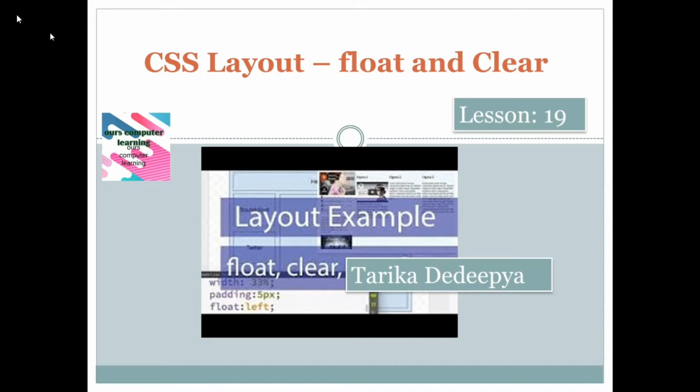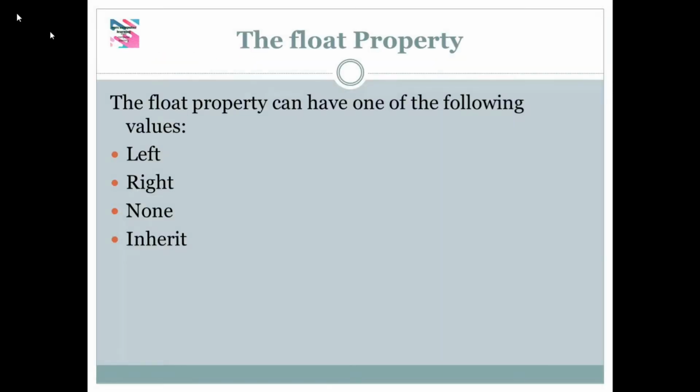The float property specifies how an element should float, and the CSS clear property specifies what element can float beside the cleared element and on which side, like left side or right side. So the float property is used for positioning and formatting content. So let an image float left to the text in a container. The float property can have one of these following values: left, right, none and inherit.